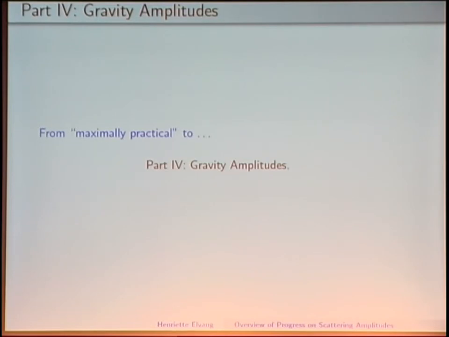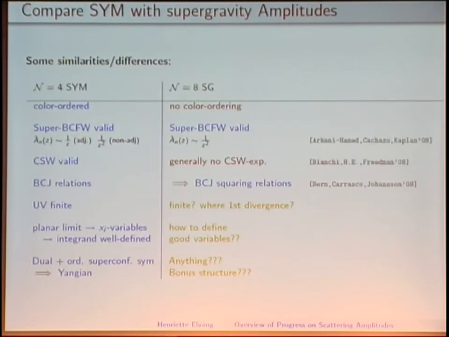Now, from this maximally practical part to the part of calculating amplitudes in gravity. Given that we had so much on that yesterday, I'll just have one slide where I point out some similarities and differences between the n equals 4 super Yang-Mills theory and n equals 8 supergravity. Our main difference is, of course, that we have the color ordering in n equals 4. This is what allows us to get planar limits. And there's no such thing in the gravitational theories, of course.